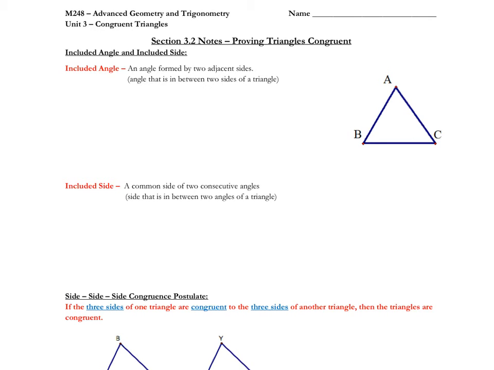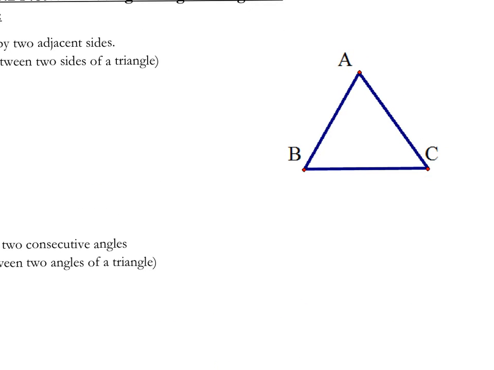So an included angle basically means it's an angle formed by 2 adjacent sides. So if I'm looking at side AB and CB, the included angle would be B.